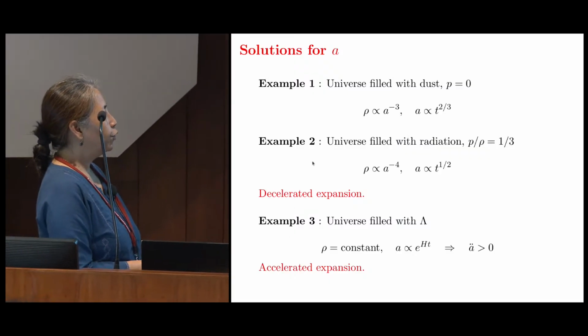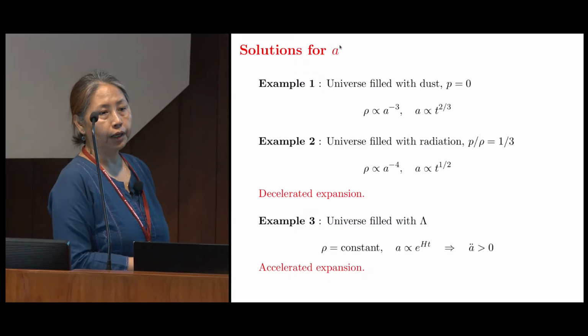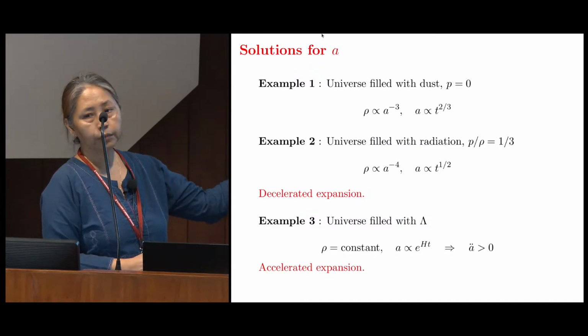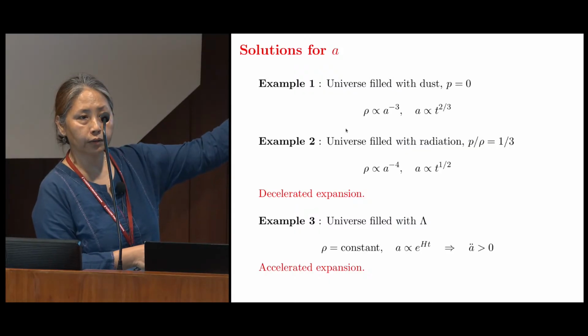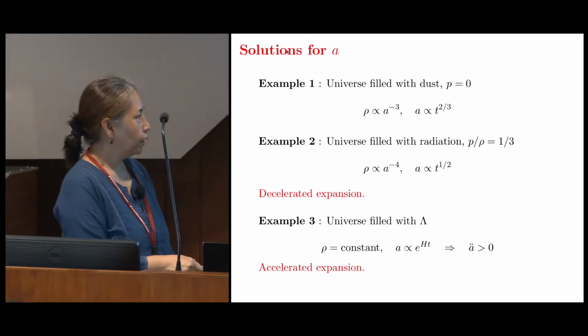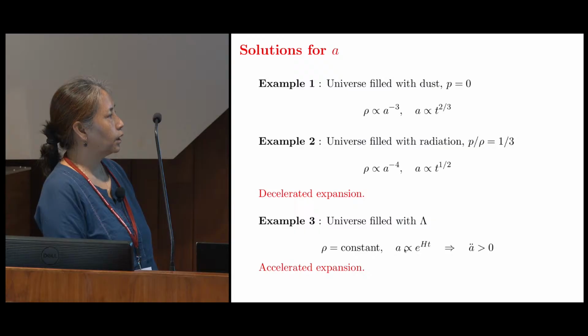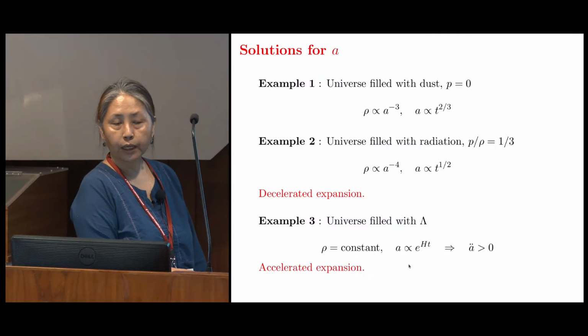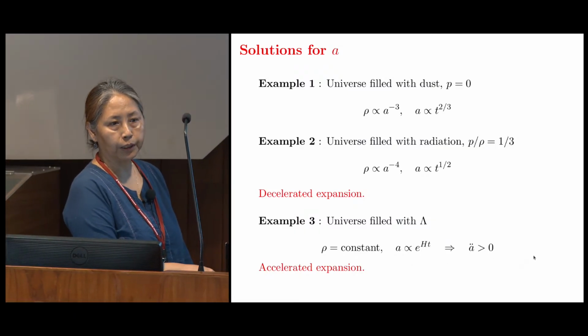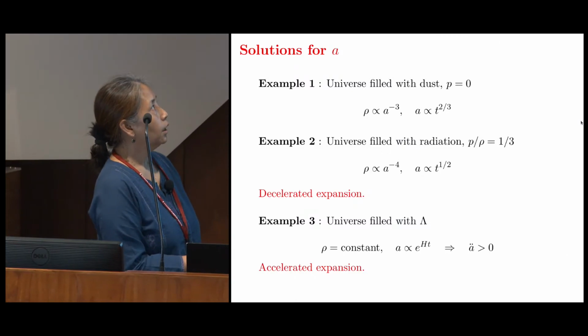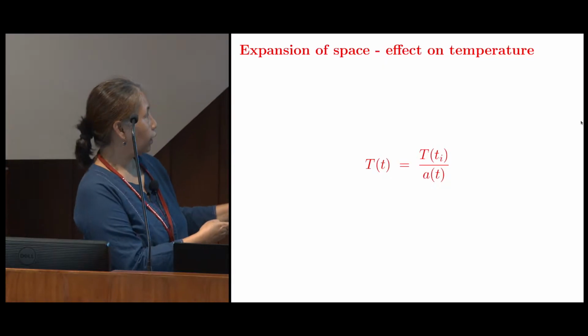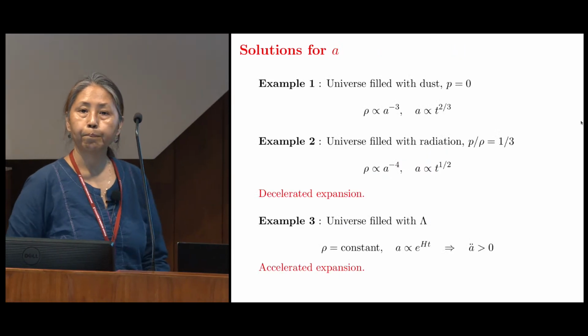Then if you have a universe filled with just lambda, you put the rho term to 0 and just put lambda. Here I am taking k to be 0 in these solutions. You put this, then you will get the solution a goes as e to the power Ht. In this case you have accelerated expansion, a double dot is greater than 0.